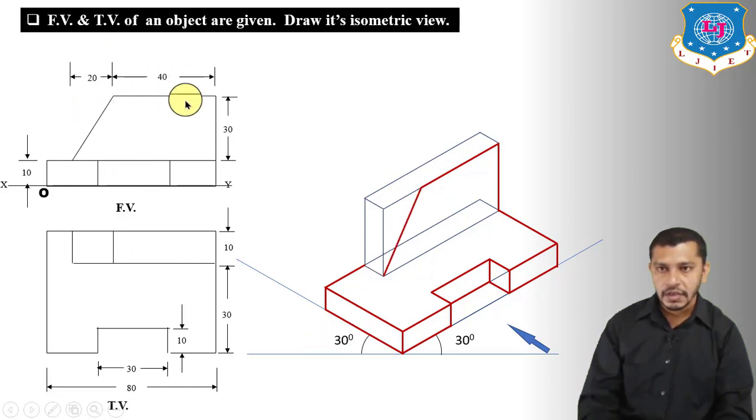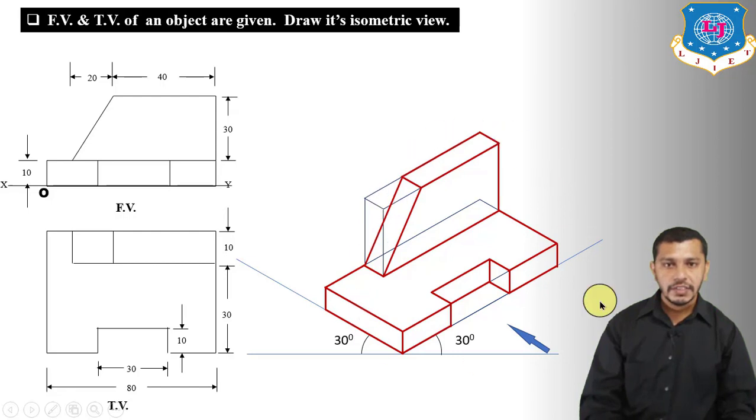Now the width of this second part is 10 mm. So from each point 1, 2 and 3, draw a line parallel to this line and then go 10 mm. 1, 2, 3. Connect this point to this point, this point to this point, and we will get the final isometric view of this second part. So this will be our final isometric view of the object.